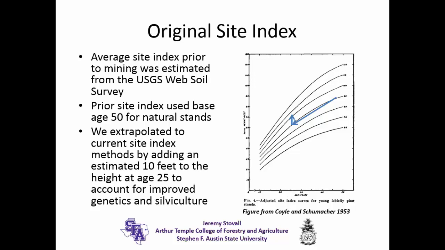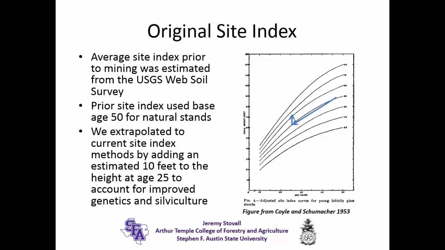They're not natural stands. Tree improvement is on its third or fourth cycle, depending on where you are in the south. That's adding height growth. We're using better silviculture, better planting techniques, better competition control, better fertilizer. So that 10 feet is to account for gains in site index that we're seeing due to silviculture. Like I said, it's arbitrary.